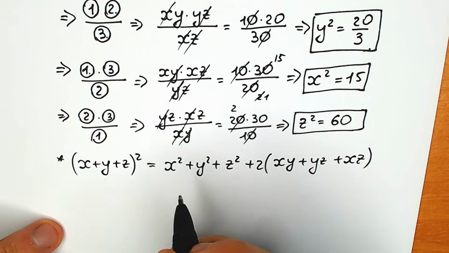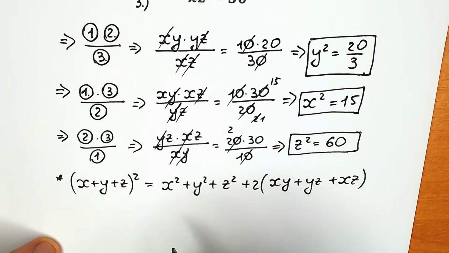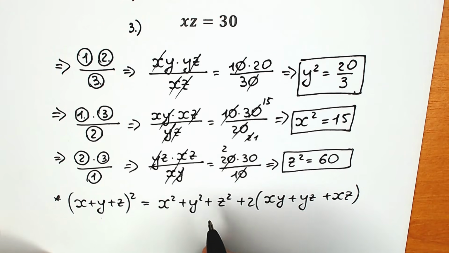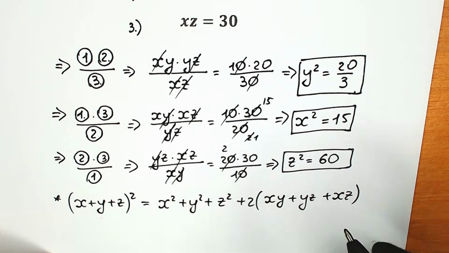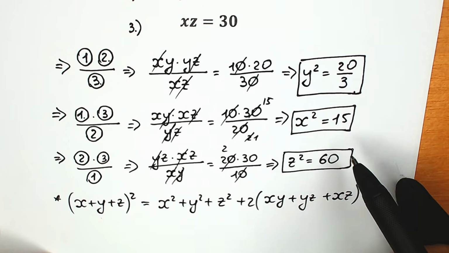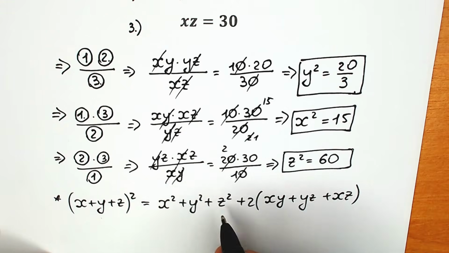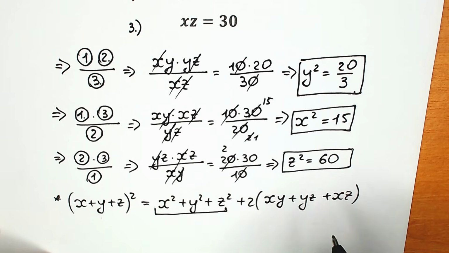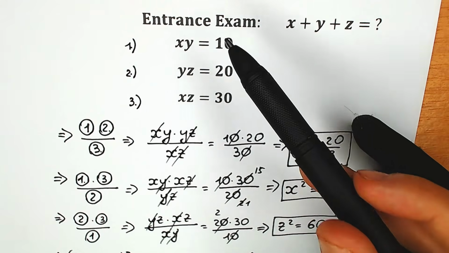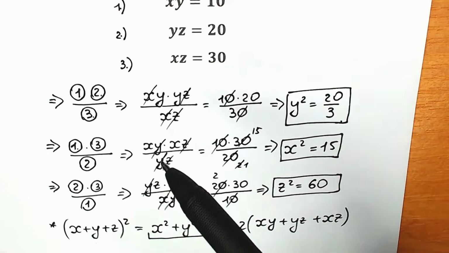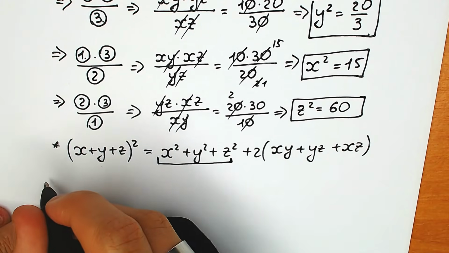Right now, let's look closely at what we know from here, because we have x squared plus y squared plus z squared. Let's find out where we have it. Of course, we have x squared, y squared, z squared. So we know everything about this part. What about this one? xy, yz, xz. We know everything about it from the beginning. So right now let's plug in everything that we know.